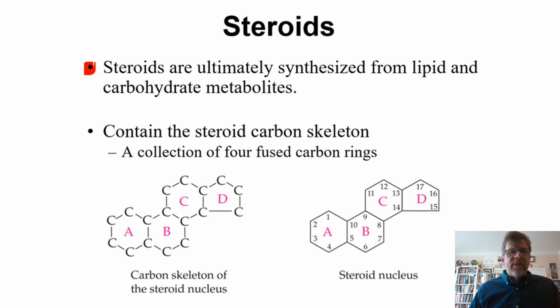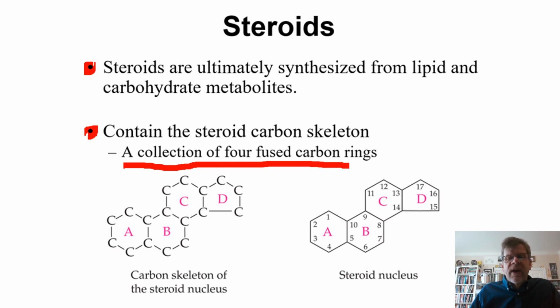Now, steroids themselves are very easily picked out from a lineup. They contain what is considered the steroid carbon skeleton. That steroid carbon skeleton is a collection of 4 rings, and they are fused together. A fused carbon ring system ultimately means that they are connected to one another by at least 2 carbons. So here, these 4 rings are fused together in the red that I'm putting out here. That's considered a fused ring system.